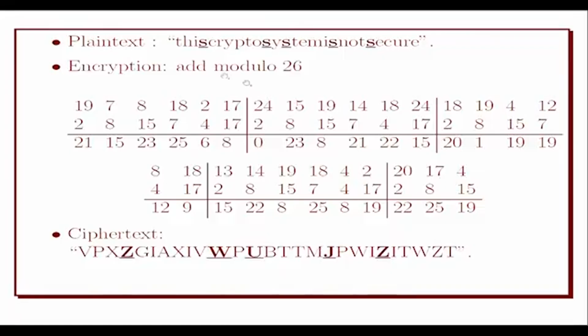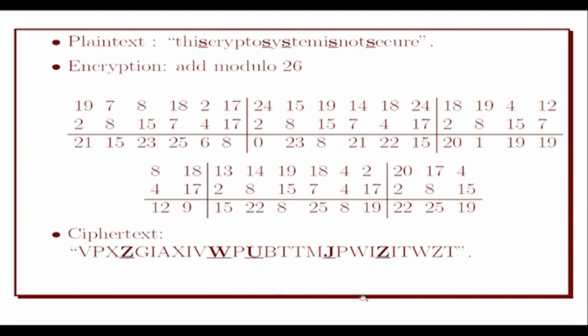So, if we observe here, this S is mapping to Z, this S is mapping to W, this S is mapping to U, this S is mapping to Z, and this S is mapping to Z again. So, that means it is not a fixed mapping. S is not mapping to a fixed alphabet; S is mapping to different alphabets over here.